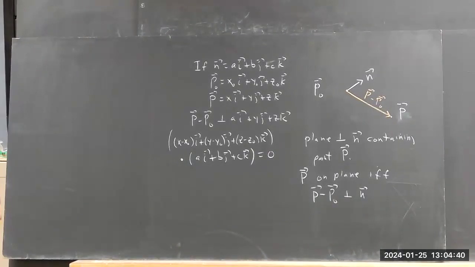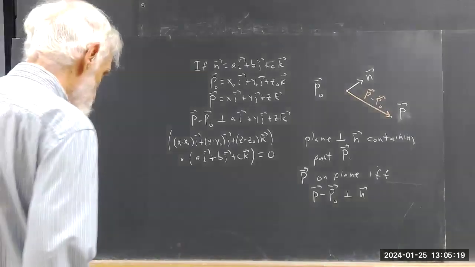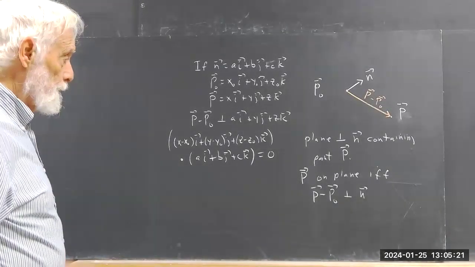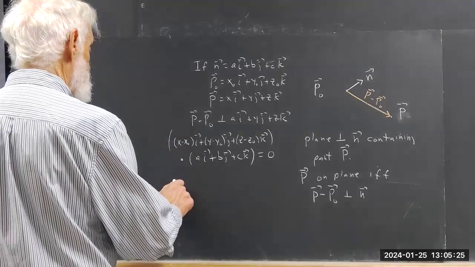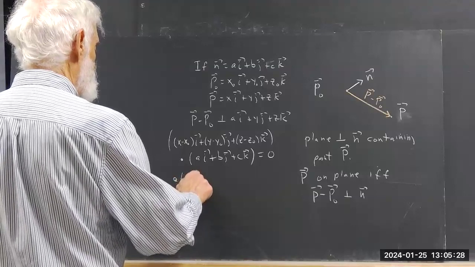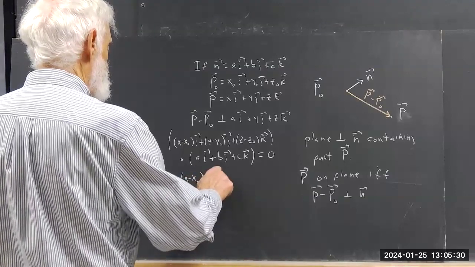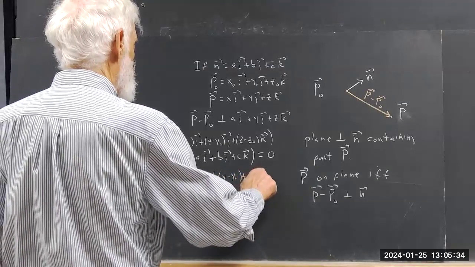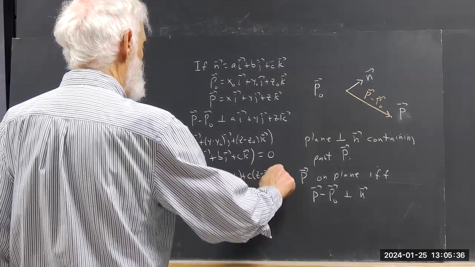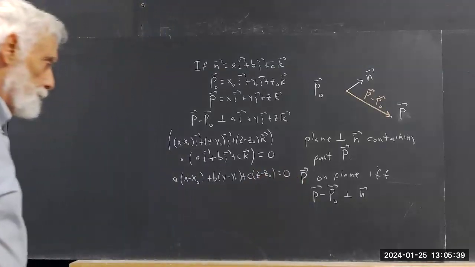Well, go ahead and write it out. Do the dot product and set it equal to 0. It should take you just a minute. Depending on whether you write fast or not, you probably have it or you're on the track. The dot product is X minus X naught times A, so I'll write that as A times X minus X naught, plus B times Y minus Y naught, plus C times Z minus Z naught, equals 0.